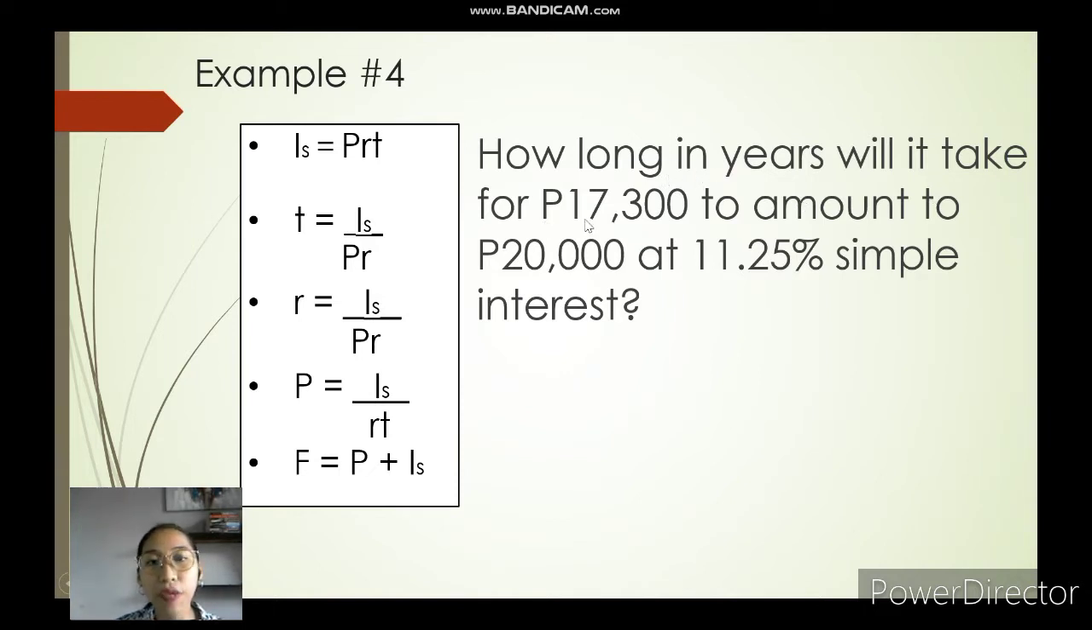Will it take for 17,300 pesos? So, this means this is your principal to amount to 20,000 pesos. So, 20,000 now is your future value. Muna siya ang total nga gitubo sa imuhang kwarta at 11.25% simple interest. So, muna siya ang imuhang rate. Diba? Kaya naka-percent form man siya, so rate na siya.